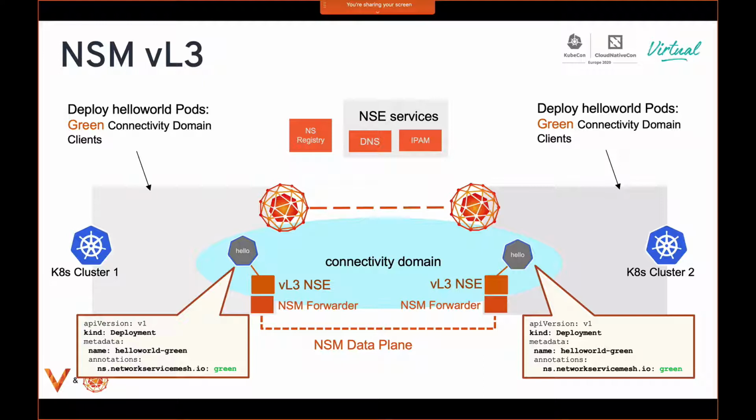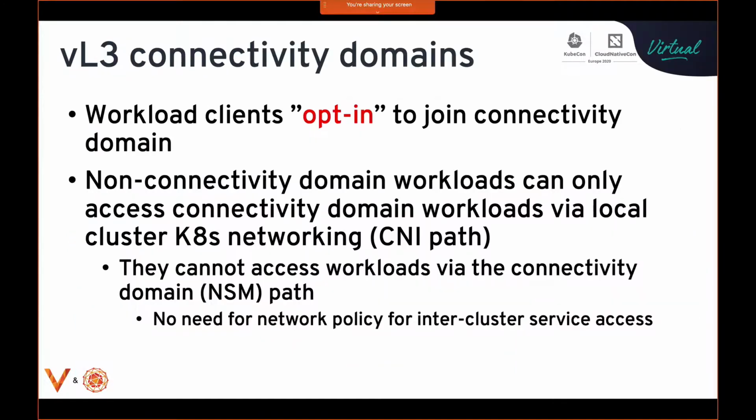Pods outside of this that are in those clusters that are not part of this connectivity domain cannot reach things across the cluster boundary because they are not enabled. They're not connected to the NSE. So connectivity domains are a totally opt-in approach to joining multi-cloud connectivity. Only the workloads that are a part of the connectivity domain are a part of that. So there's no need for extra intercluster network policy.